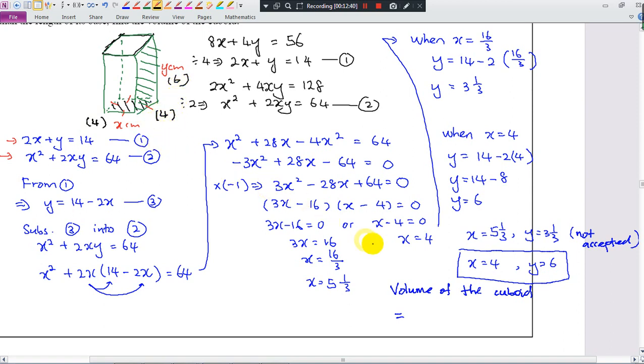So to find the volume, 4 times 4 times 6, correct? Just press your calculator. So the final answer is 96 cubic centimeters.